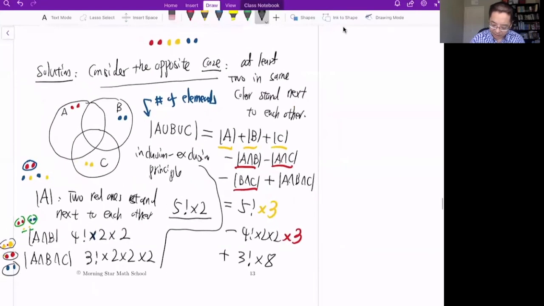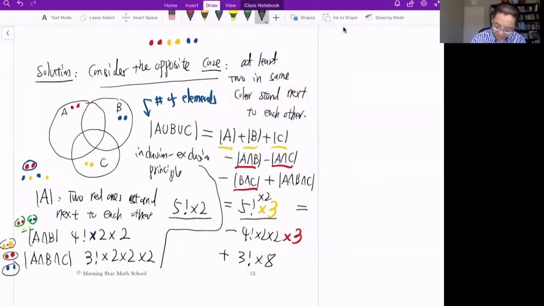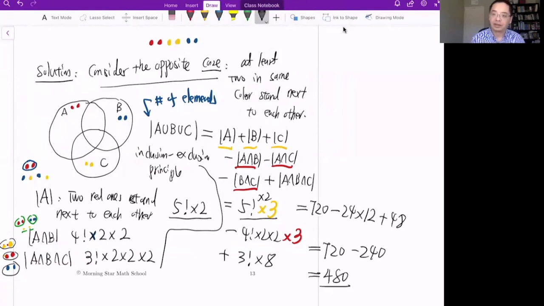Okay, let's calculate this. Oh, there's a 2 here. Don't forget there's a 2 here. So this is multiplied by 2 and times 3 factorial. Then you have 20 here, and 24 times 12, and then you plus 48, right? Now you calculate this, you get 72, and this is 20. So this is 480, right? 480 is the number of opposite cases.